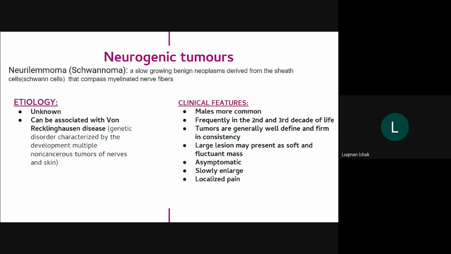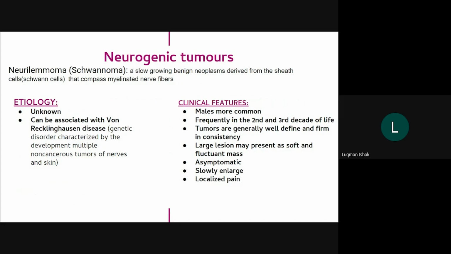Next differential diagnosis is neurogenic tumors. Neurilemoma or schwannoma is a slow-growing benign neoplasm derived from the sheath cells, which are Schwann cells, that surround myelinated nerve fibers. The etiology of neurogenic tumors is unknown, but it can be associated with von Recklinghausen disease, which is a genetic disorder characterized by the development of multiple non-cancerous tumors of nerve and skin.